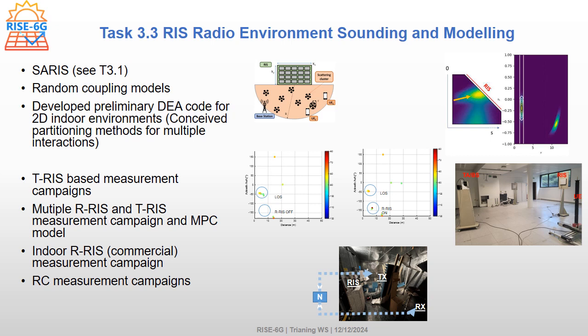So, for what concerns the RIS environment sounding and modeling, besides the series model that we described before, we also had some random coupling model. We developed a preliminary DA code for 2D environments, and we had quite a number of measurements based on transmitting RIS, multiple reflecting RIS and transmitting RIS measurement to investigate multipath components, and also measurement in reverberation chamber.